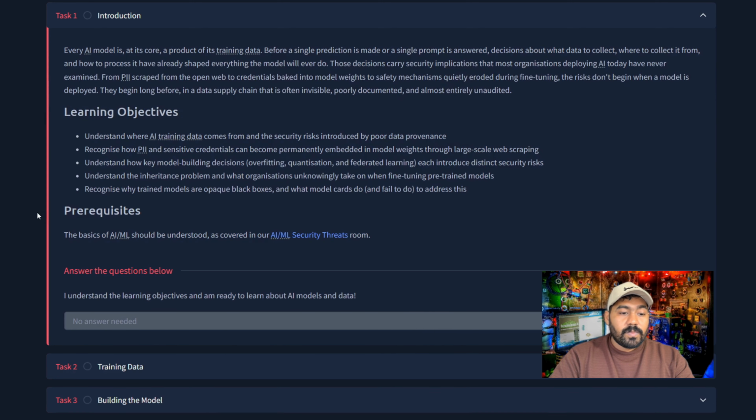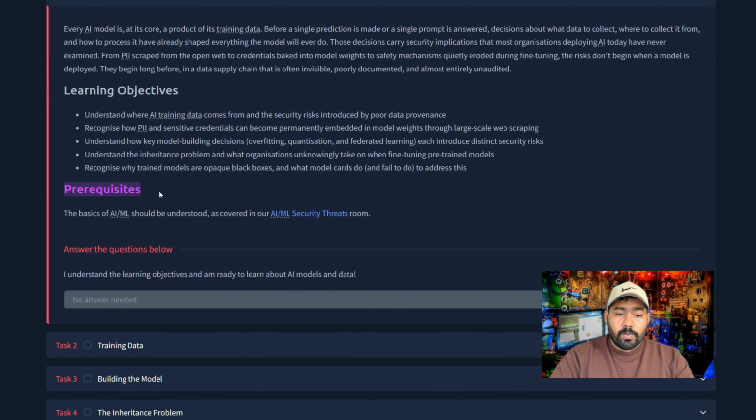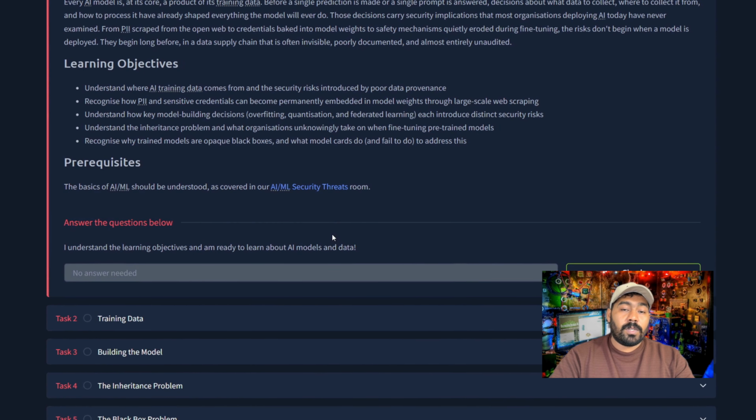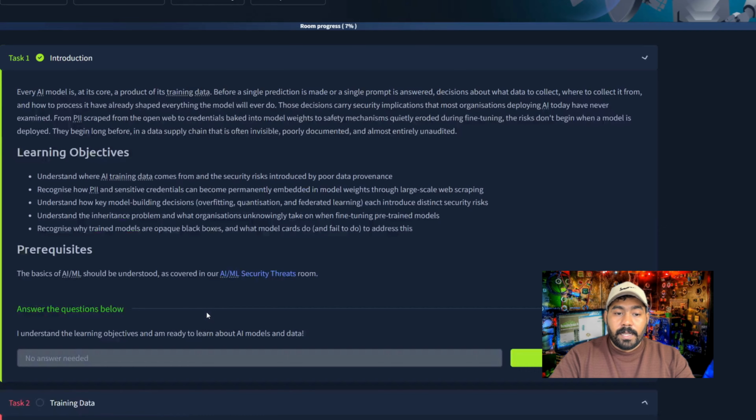And recognize what mitigations can do and fail to do to address this. The prerequisite of this room is the basics of AI/ML that we already covered in the first session. You have to cover the AI/ML security threat room before jumping into this room. So if you haven't done that room, go to the first video. For task one, the only question is to answer that I understand the learning objective and I'm ready to learn about AI models and data. Just click it, check, and complete task one. Let's move on to task number two, training data.